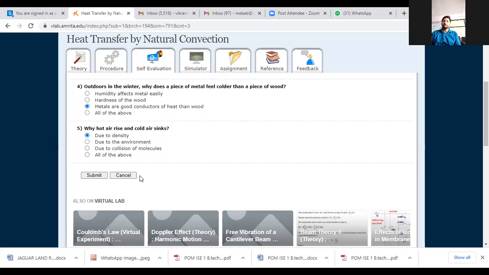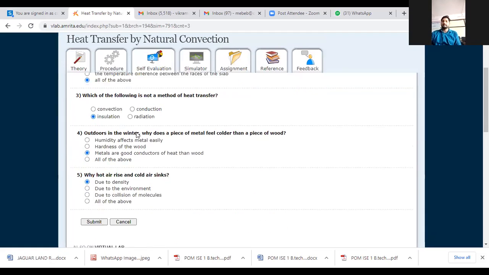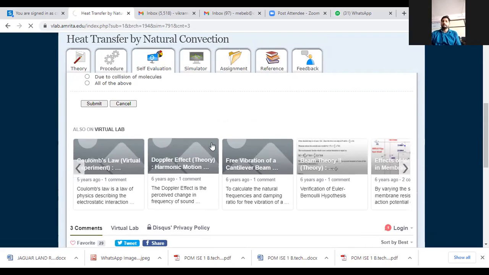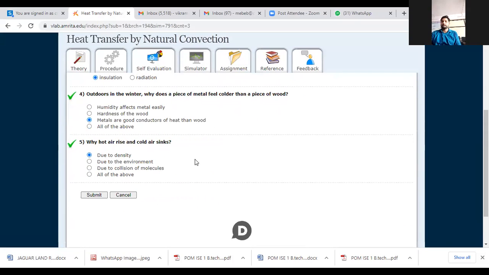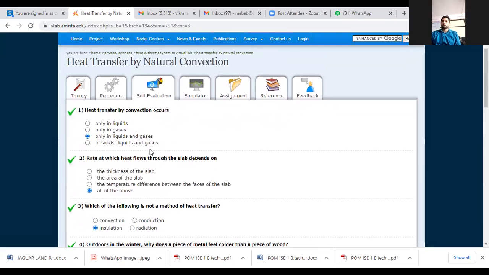Okay, as the temperature of the liquid increases, its density decreases. This is the basic principle behind this rising of air, or rising of water from the bottom side to the upward side. Okay, and yes, these are the answers. So submit the answers after giving them, and check whether they are right or wrong. Okay, so this is the self evaluation part.